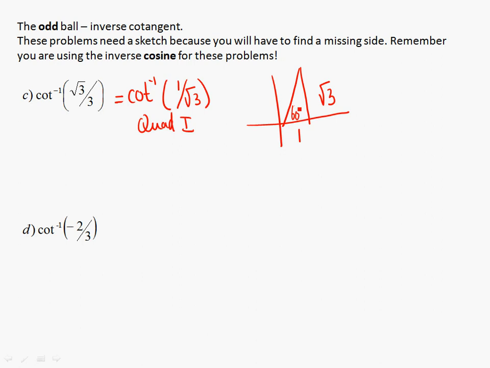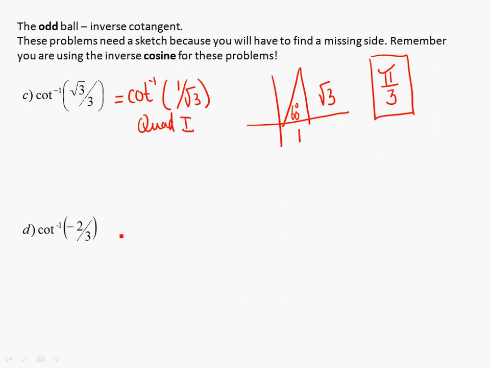Not, this is 60, right? The angle here is 60, so it's pi over 3, and we're in quadrant 1, so here's my answer. I'm okay with this answer. I don't have to worry about it. In quadrant 1 things work out.